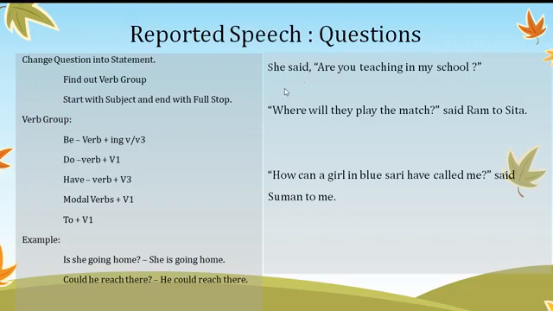And I have already told you how to change the yes no question. For any question there are three reporting verbs: asked, wanted to know, and inquired. Okay, she asked. How is it changed? See there. She asked, and what is the reporting connector? If. Why if or whether? Because it is a yes no question.